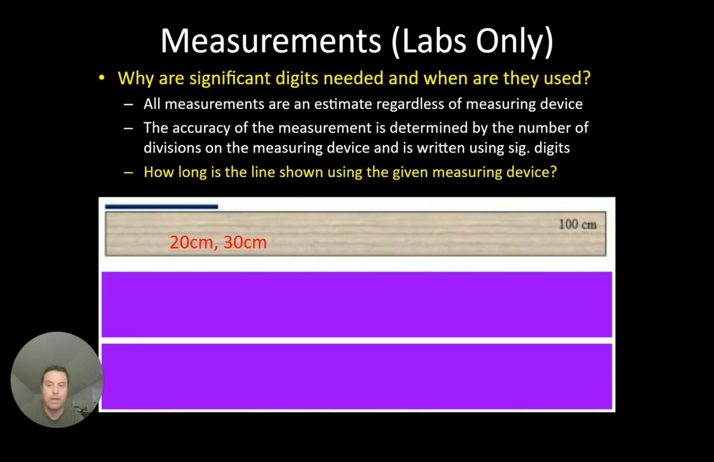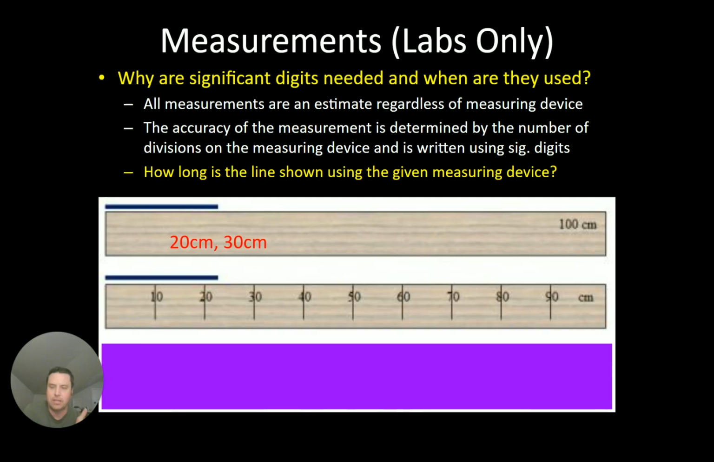So right, I didn't know. All I know is it's 20 or 30. So then I take my meter stick and I divide it into tens, and that's the whole niceness about the metric system. They divided everything by tens. Now I know it's between 20 and 30.